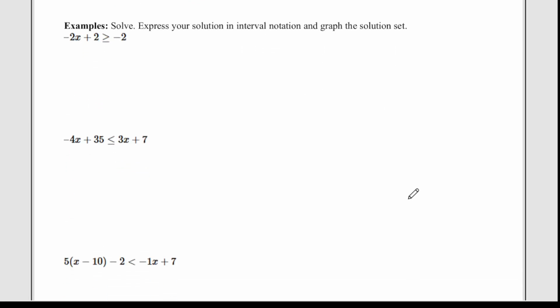So with that in mind, I'm going to encourage you to go ahead and try to pause your video and solve these inequalities and then come back to see how your solution compares to mine.